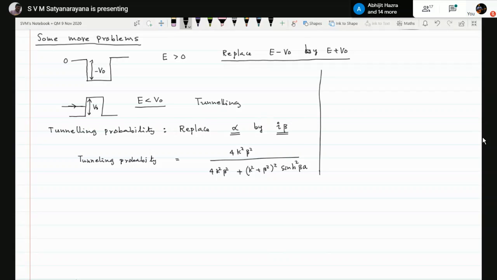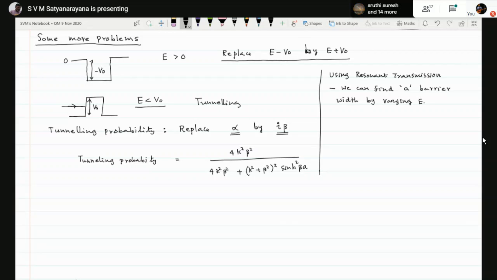For example, using this resonant transmission, we can find A, that is the barrier width, by varying energy.